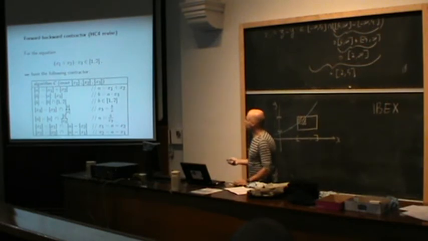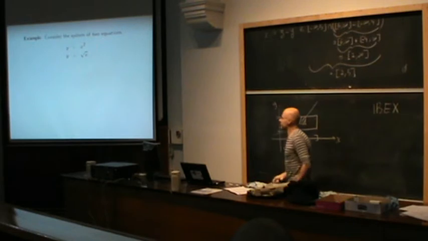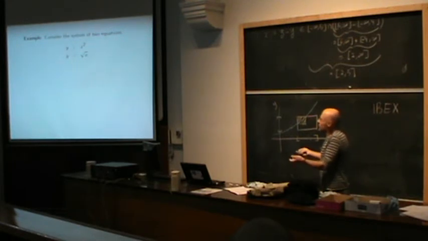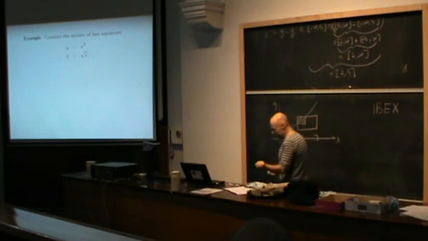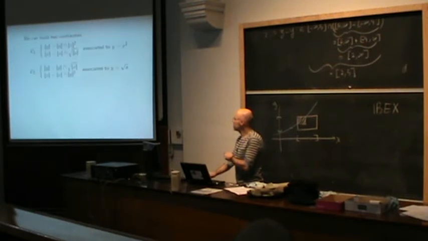Now I will give you, excuse me, a simple example of how it works. I want to solve these two equations with what we call constraint propagation. So how can I do it with contractors? First, I have two equations. I will replace my two equations by two contractors.